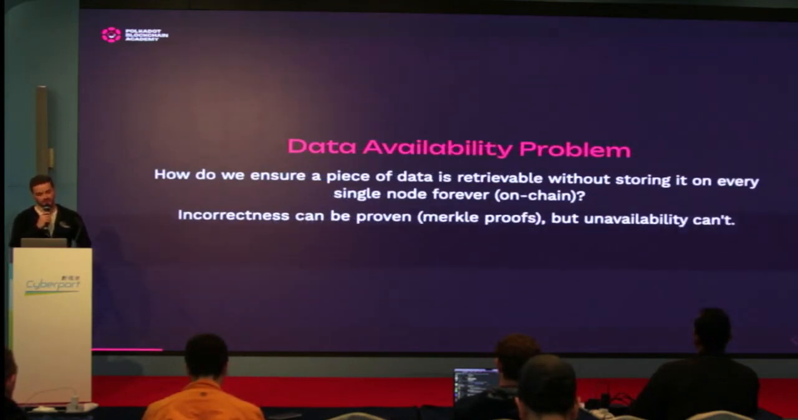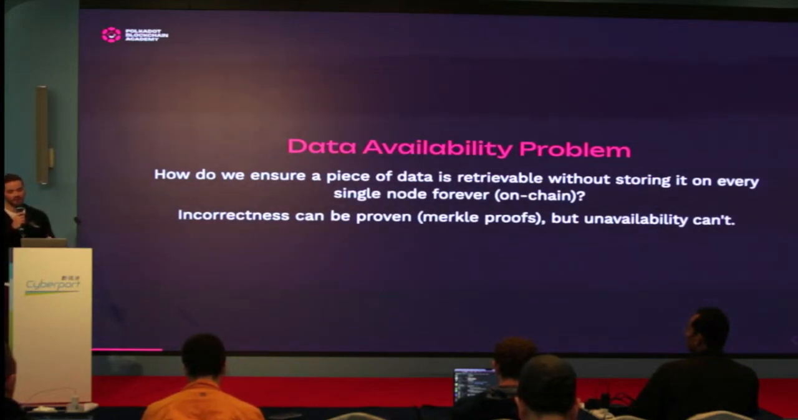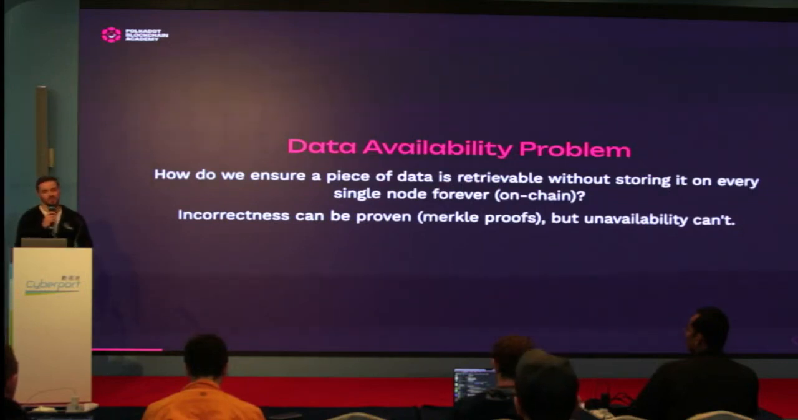So let's state our data availability problem. How do we ensure that a piece of data is retrievable without storing it on every single node forever on chain? Incorrectness can be proven, but unavailability can't. So you can't just hold a small number of nodes accountable for making some data available. You have to actually find some broader solution. And that solution does very much need to be off-chain.